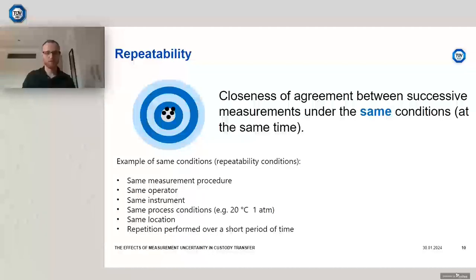Repeatability, that's another term that's used. That's how close the agreement is between successive measurements under the same conditions at the same time. And it gives some examples of these conditions. I won't read them out, but this is something typically where we have a flow meter in one of our flow measurement facilities. We'll do a test point for a given period of time. As soon as we finish that test point, the gas keeps flowing or the liquid keeps flowing, and we'll do another repeat measurement. And we'll do this over and over to get a sense of the repeatability of a device.